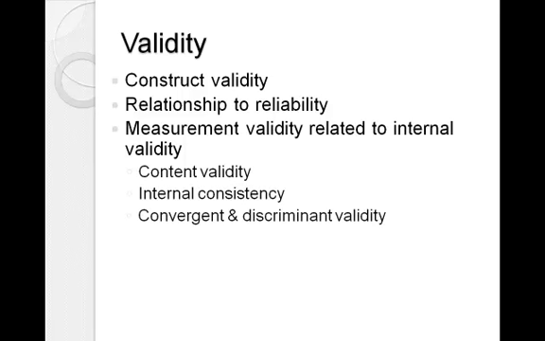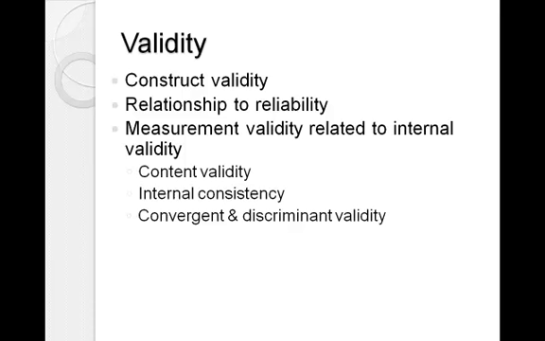discriminant validity, sometimes also referred to as divergent validity. This is looking at how your measure, however you're measuring something, relates to other measures of other constructs. So your measure should converge with other measures of the same construct.